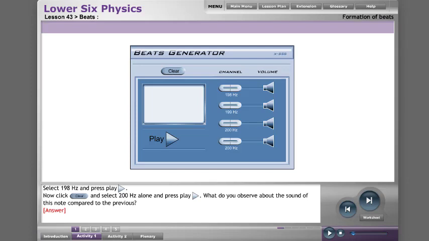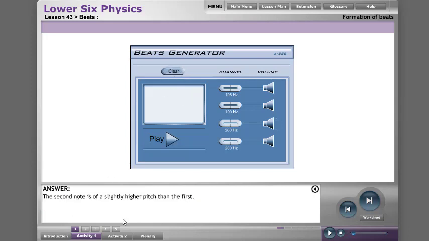Select 198 Hz and press play. Now click clear and select 200 Hz alone and press play. What do you observe about the sound of this note compared to the previous? Answer: the second note is of a slightly higher pitch than the first.